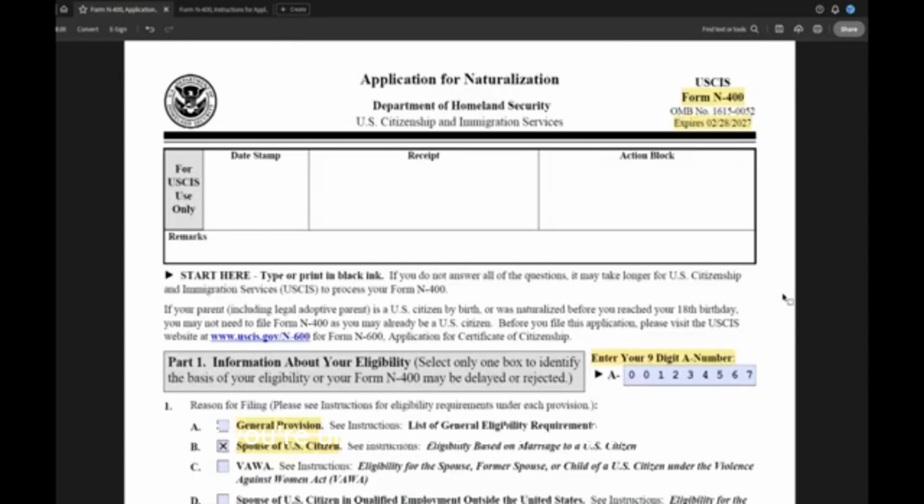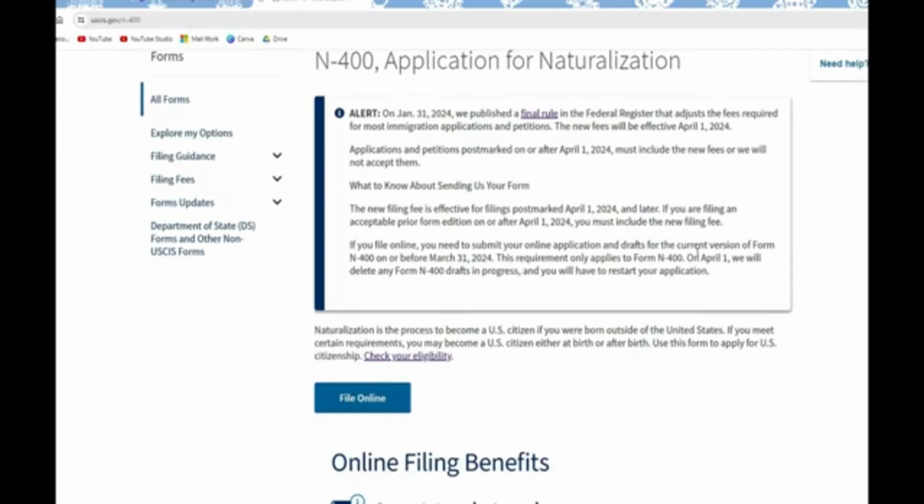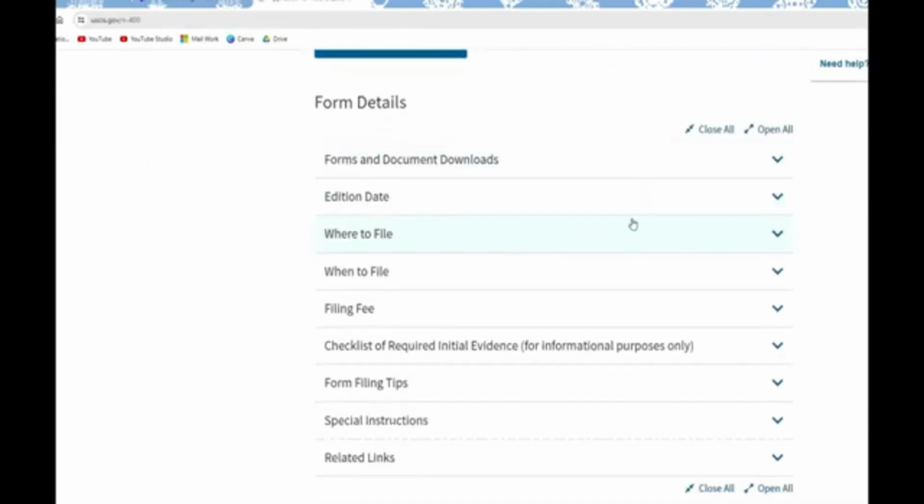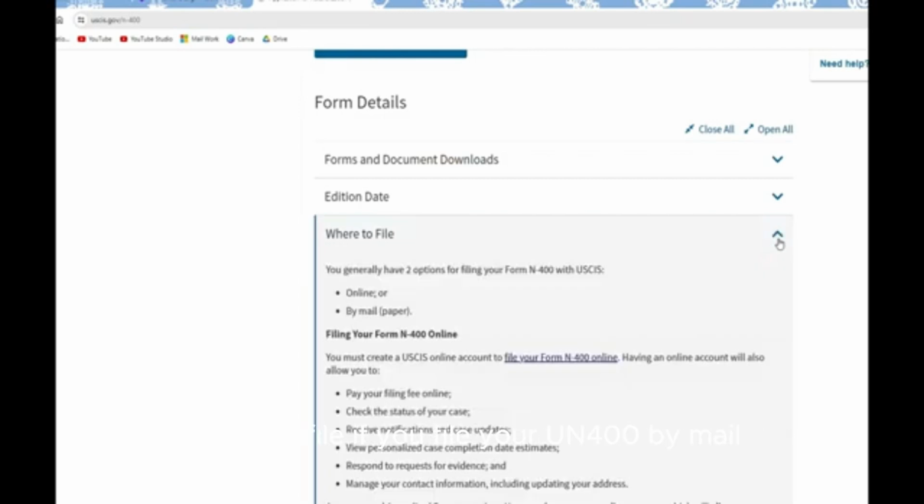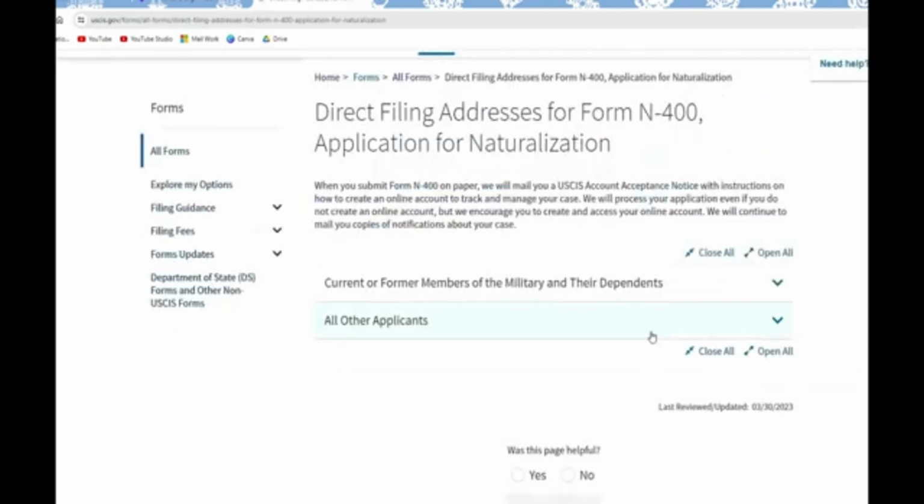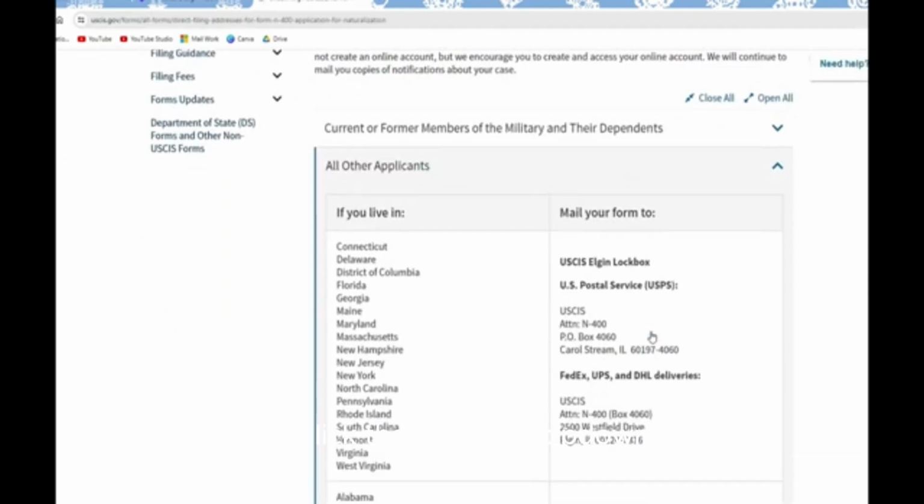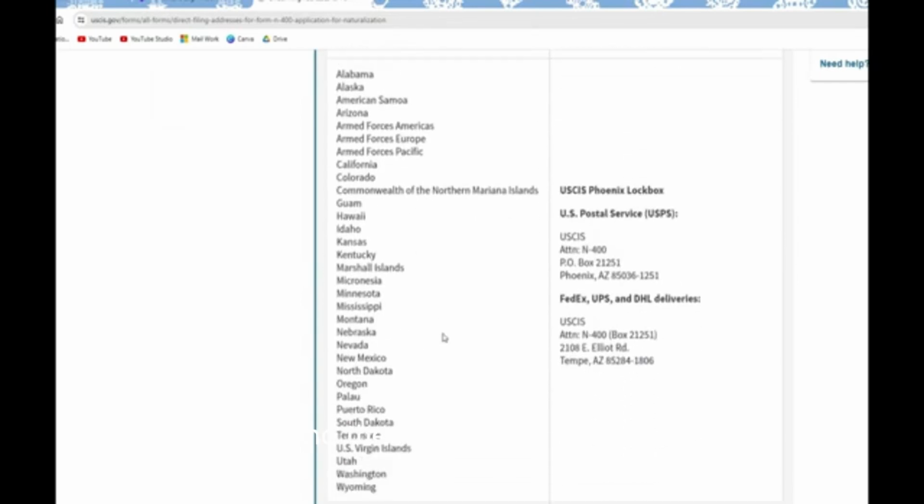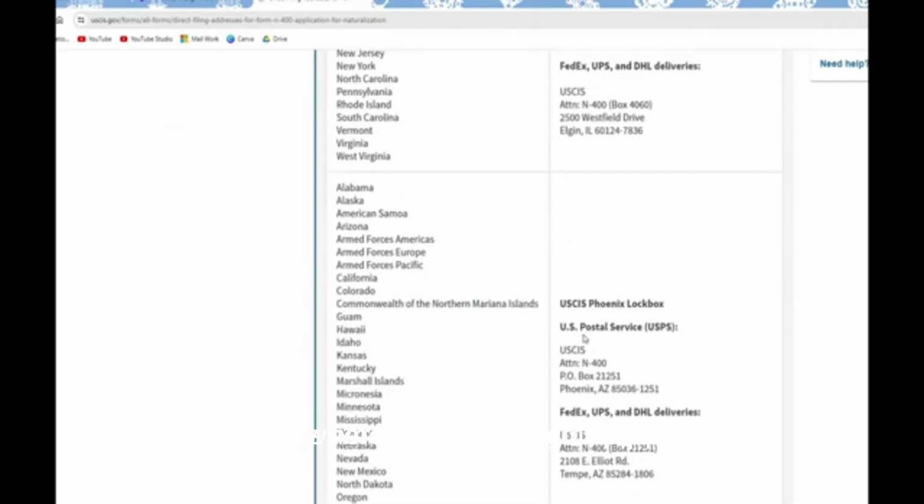If you're unsure where to send this form, you can find the addresses for this form on the USCIS website. So if you go to their website and go to the drop-down menu where to file, if you file your N-400 by mail, you can click this link, direct filing addresses. If you're not a member of the military, you will click the second drop-down menu and find the state where you reside. This will be the address where you send your application.